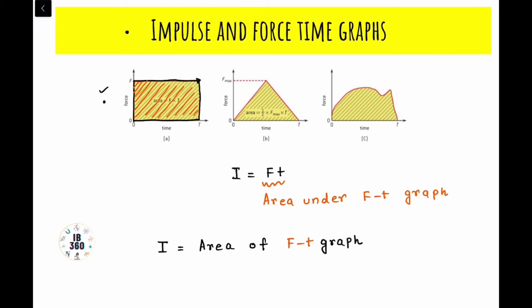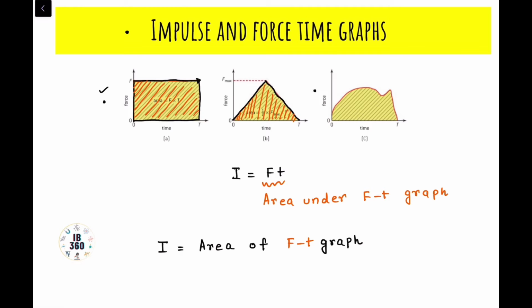Suppose the impulse acts on the object in this manner: force increases first, then decreases with respect to time. The area enclosed by the force in the force time graph will be this area. If I calculate this net area, this will be our impulse imparted to the body.